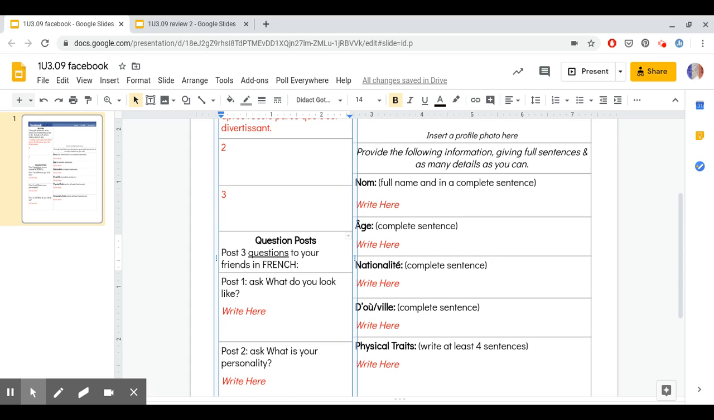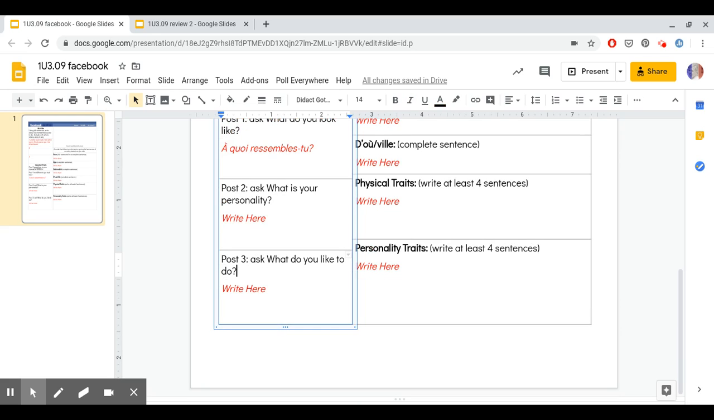Then you have question posts. So post three questions to your friends in French. So you're not answering these, you're asking these questions. So the first one is, ask what do you look like? So in French, to ask what do you look like, it's à quoi ressembles-tu? And then I'd ask the next one, what's your personality? And then ask, what do you like to do?